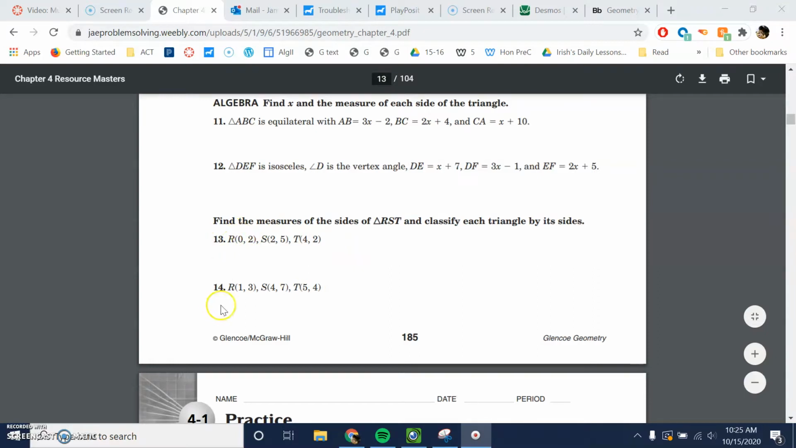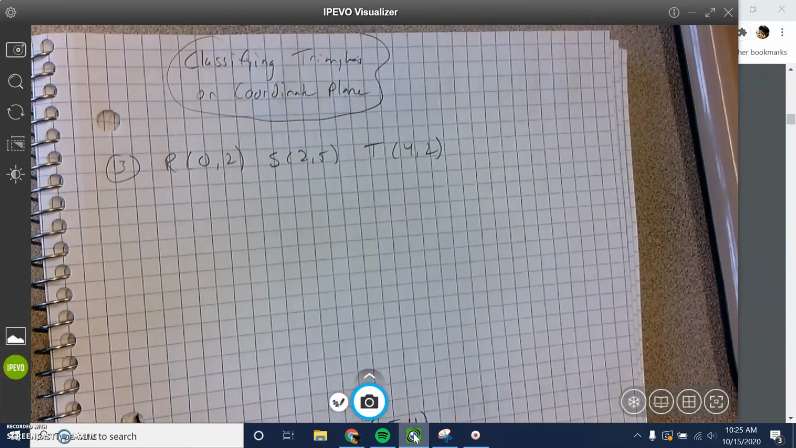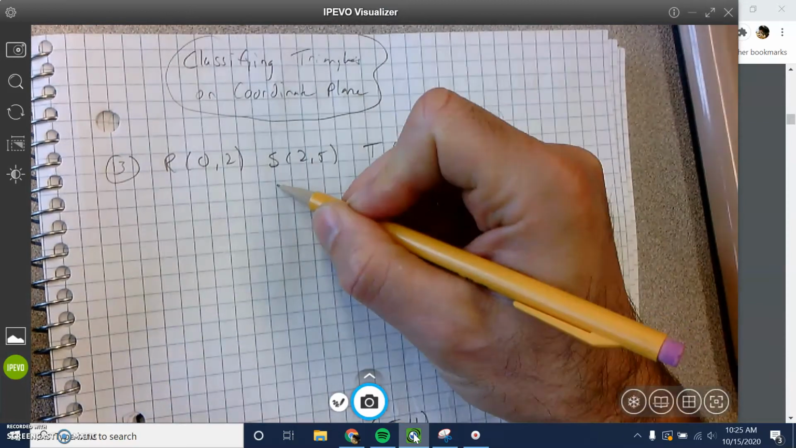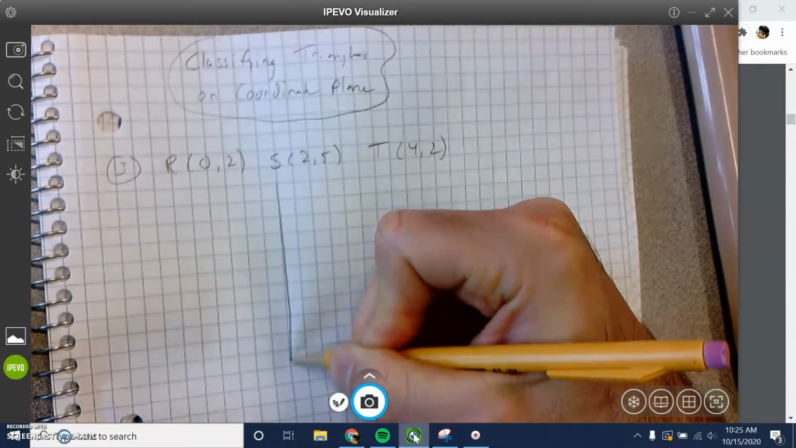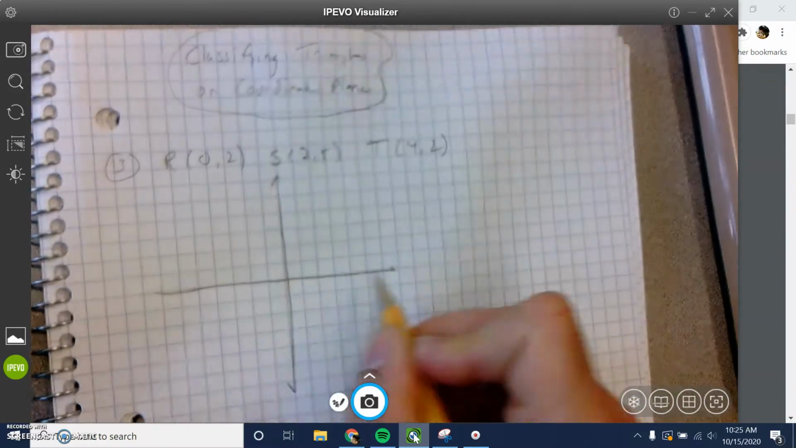So we got 13 and 14. Copy those down in your notes. Let's figure out what triangle RST actually is, shall we? Here you go. Classifying triangles on a coordinate plane. So first thing you got to do is draw your coordinate plane, right?